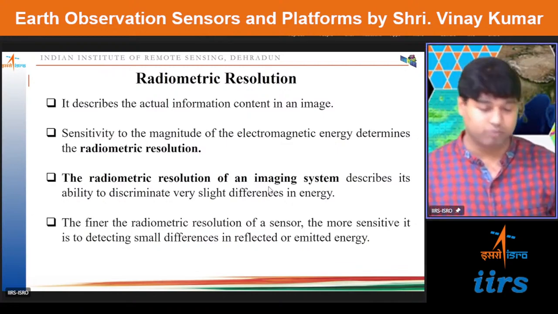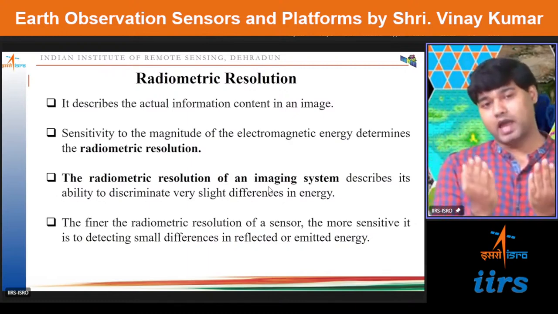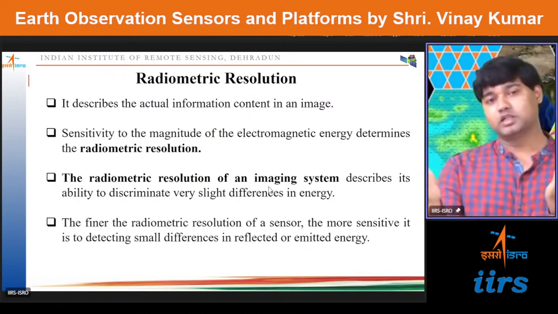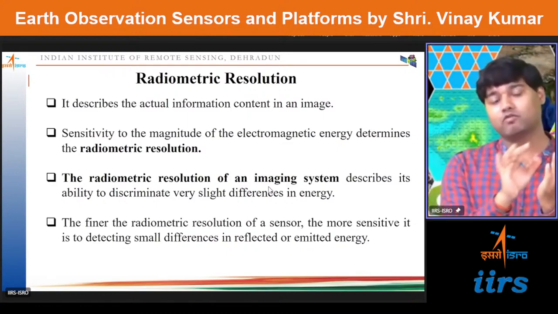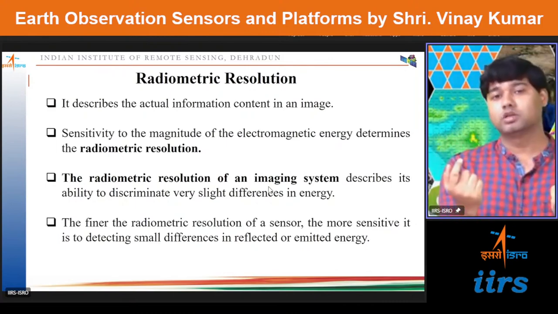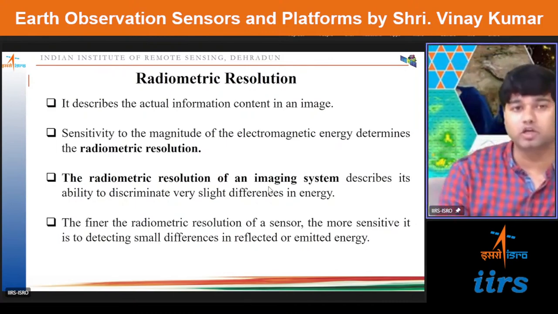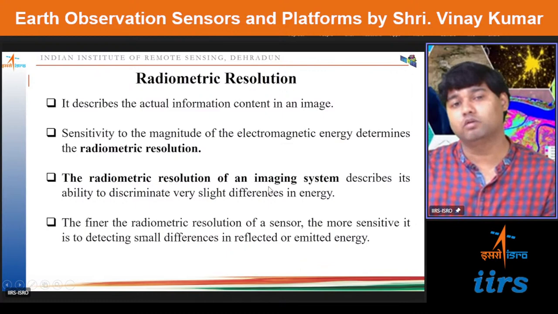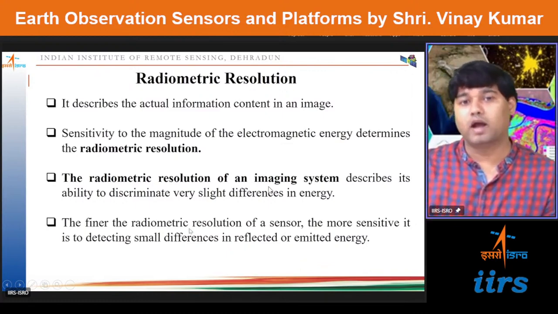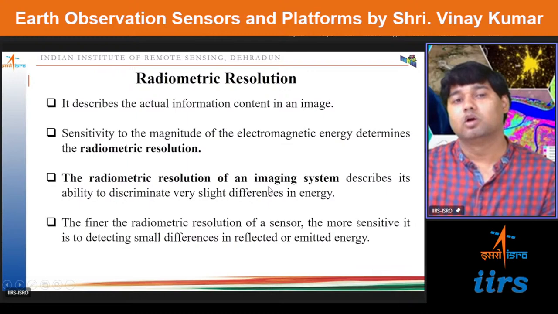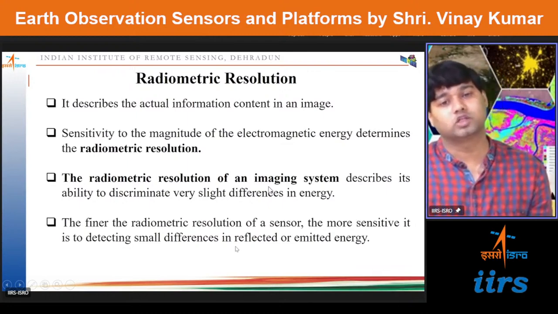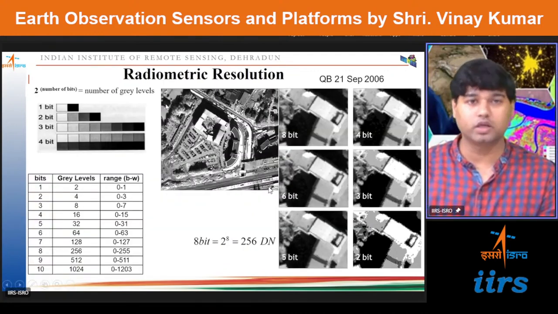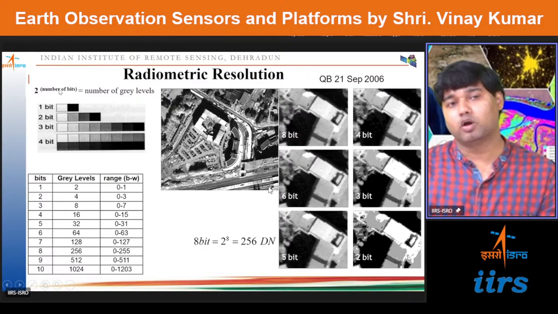How? You can simply see, if you have two objects, black and white, you can assign two different colors, black and white. But when you have multiple shades, and if you assign only black and white, all the features will appear in a similar color. So when you have high radiometric resolution, you can assign different gray levels to the different responses. So the finer the radiometric resolution of the sensor, the more sensitive it is to detect small differences in reflected or emitted energy. So here you can see this is 2 to the power of the number of bits.